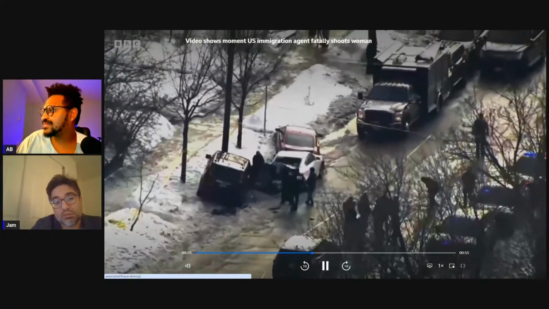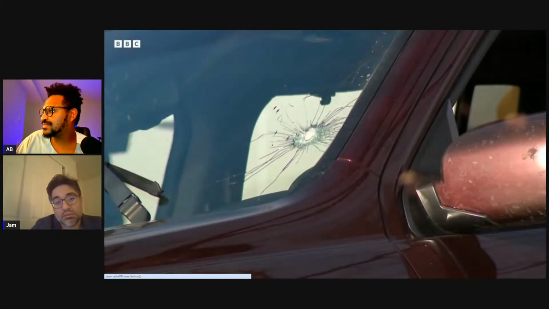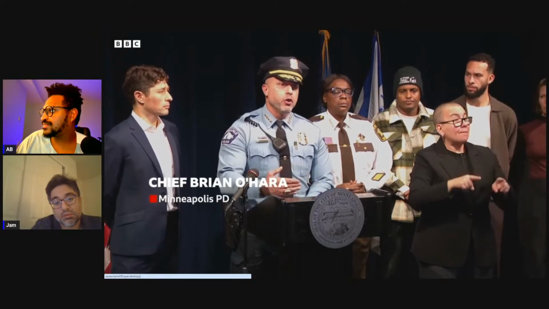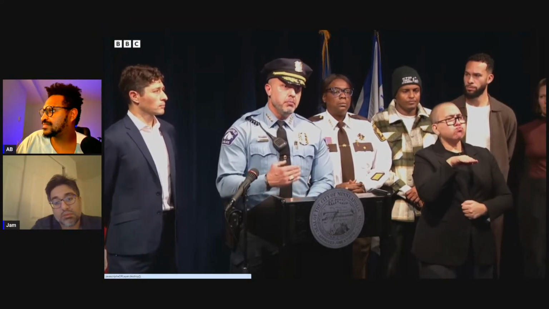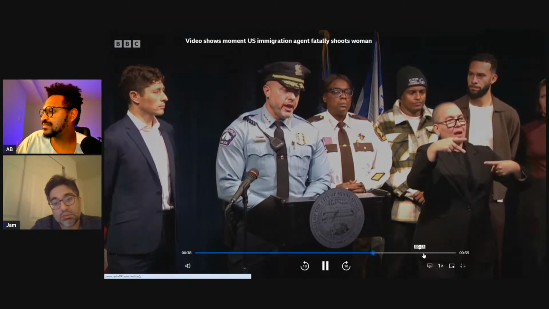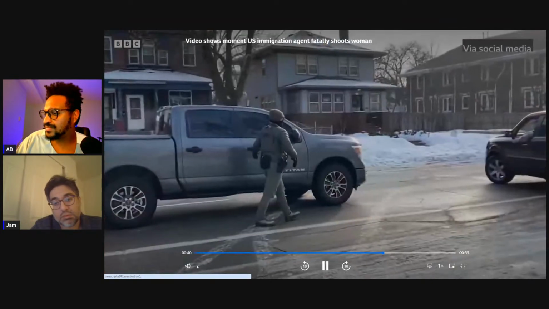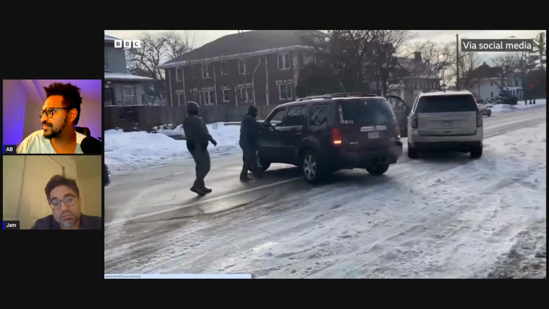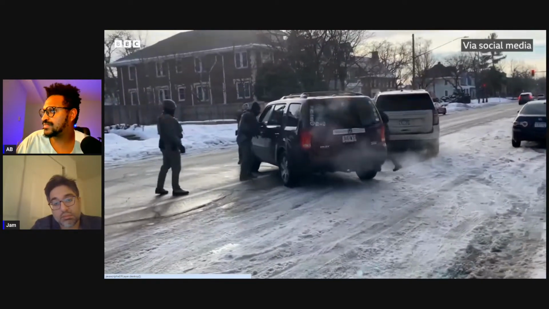Preliminary information that we have indicates that this woman was in her vehicle and was blocking the roadway on Portland Avenue, midway between 33rd Street and 34th Street in the city. At some point, a federal law enforcement officer approached her on foot and the vehicle began to drive off. At least 2 shots were fired.